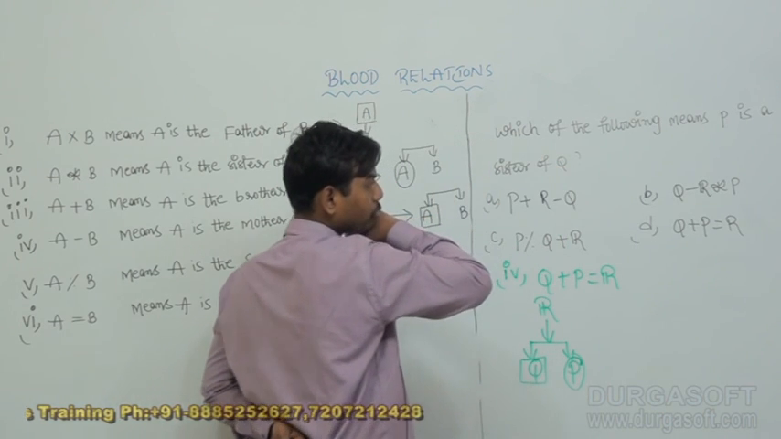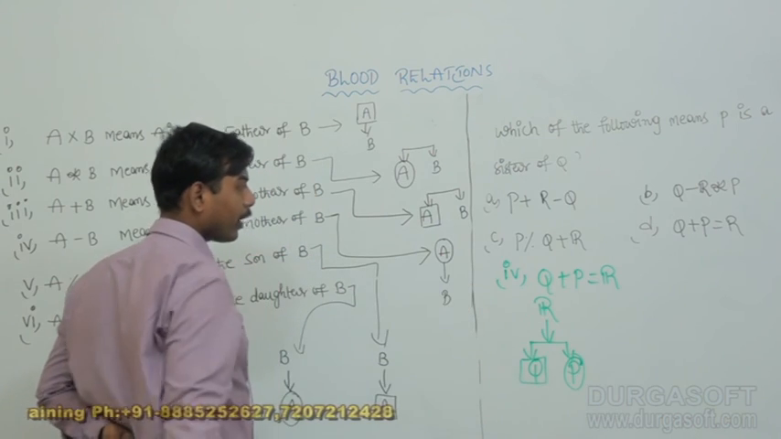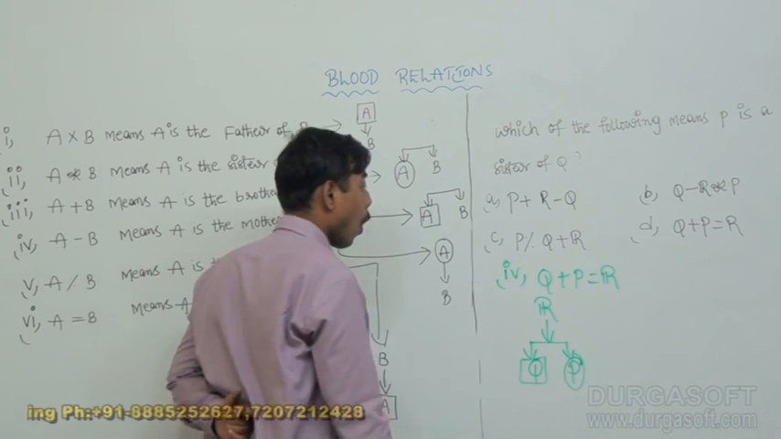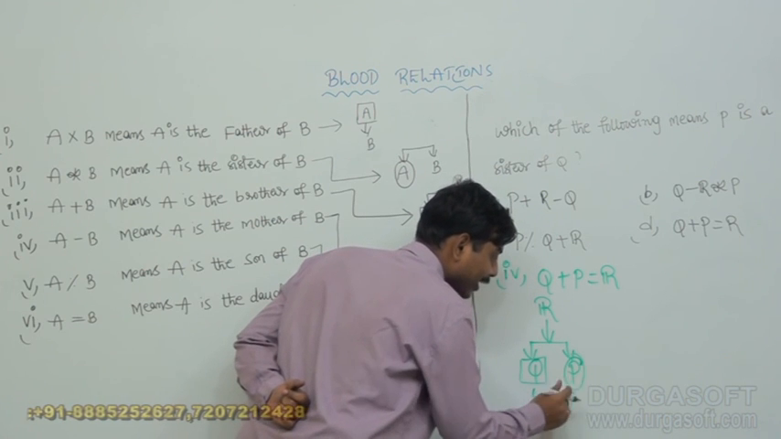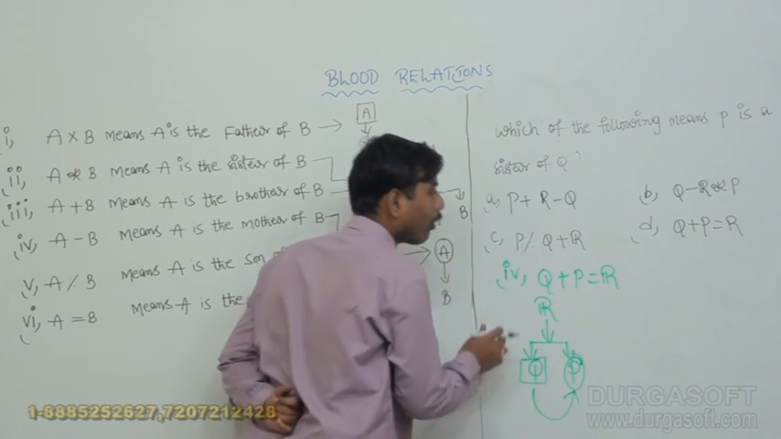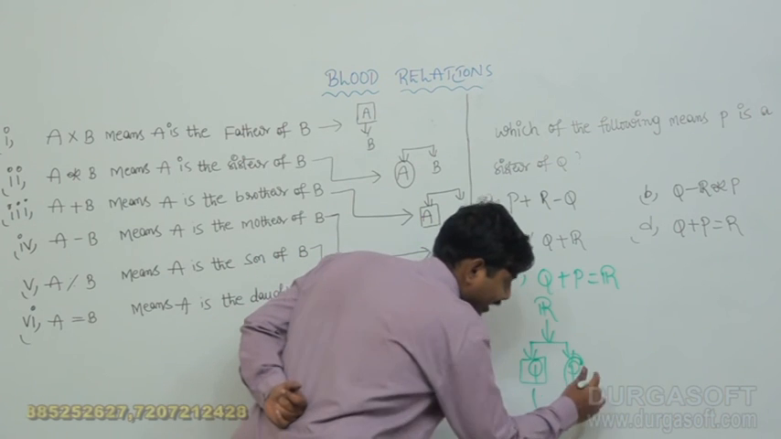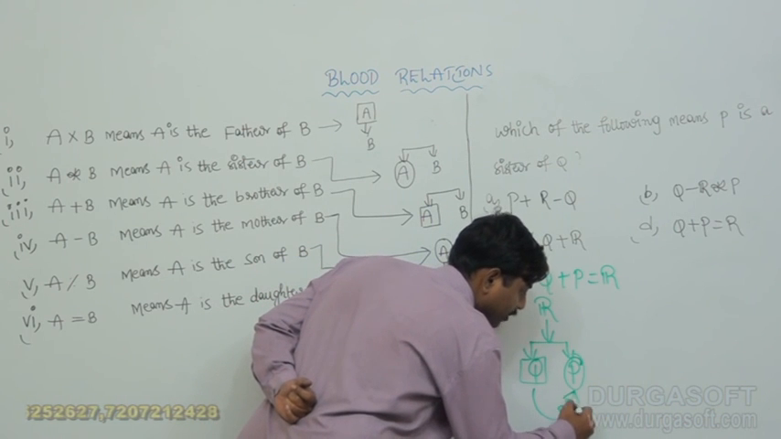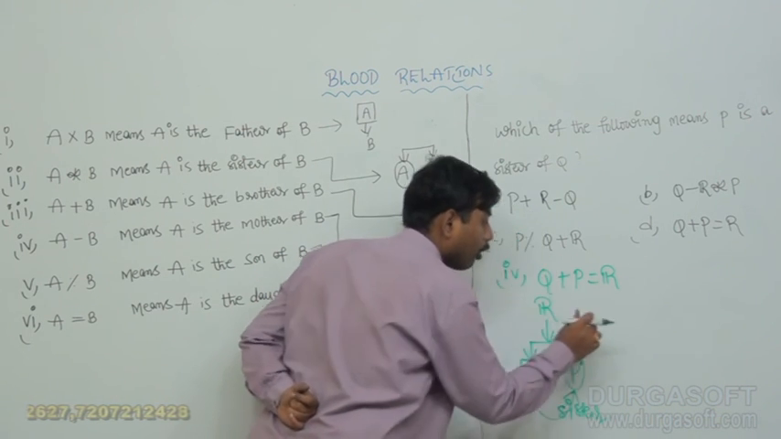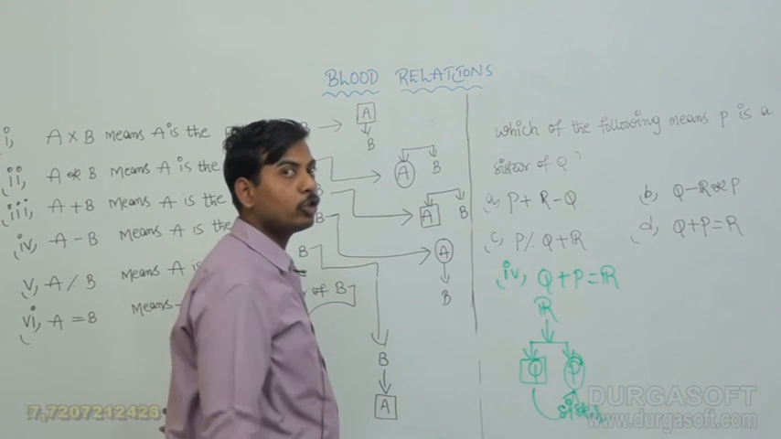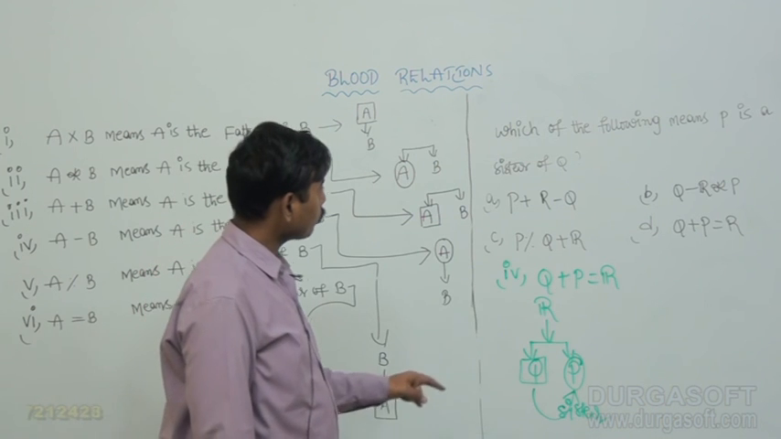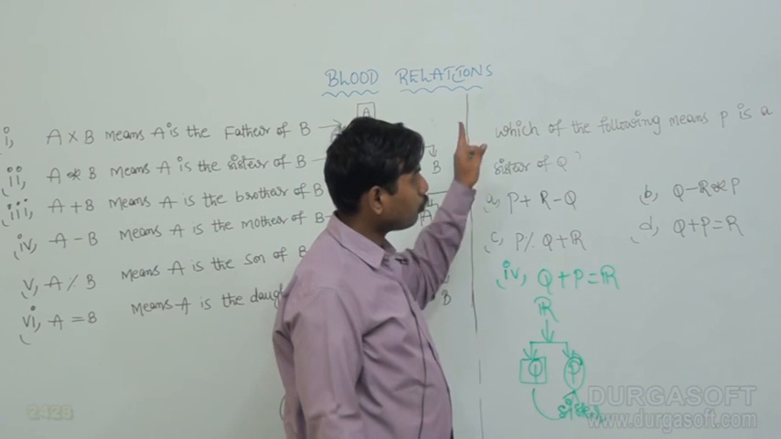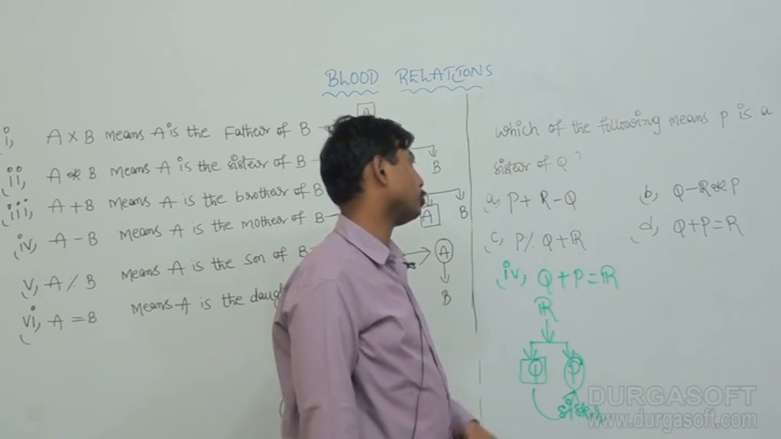P is a sister of Q, which really satisfies the condition. Yes, absolutely satisfied. P is a sister of Q means Q is a brother of P. P and Q are brothers and sisters. Now the last option satisfies our condition. Let us put attention.